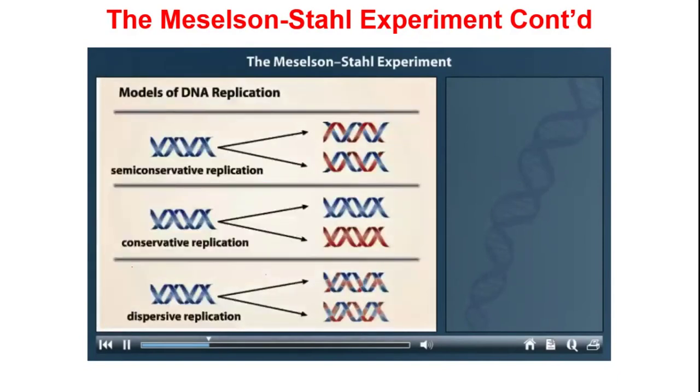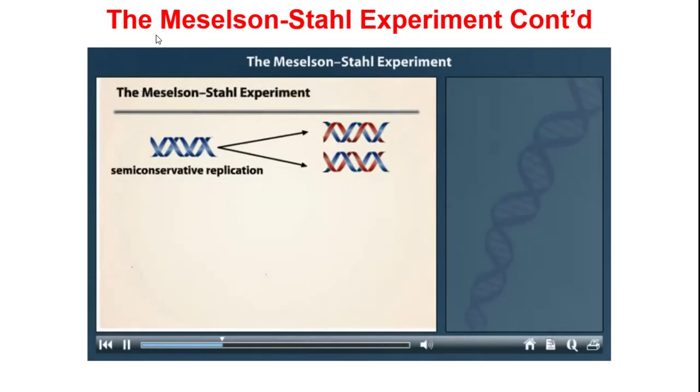Although Watson and Crick proposed the model of semi-conservative replication, at the time, no evidence existed to prove that this model was correct. To solve this problem, the scientists Matthew Meselson and Franklin Stahl designed an experiment to test Watson and Crick's model of replication.